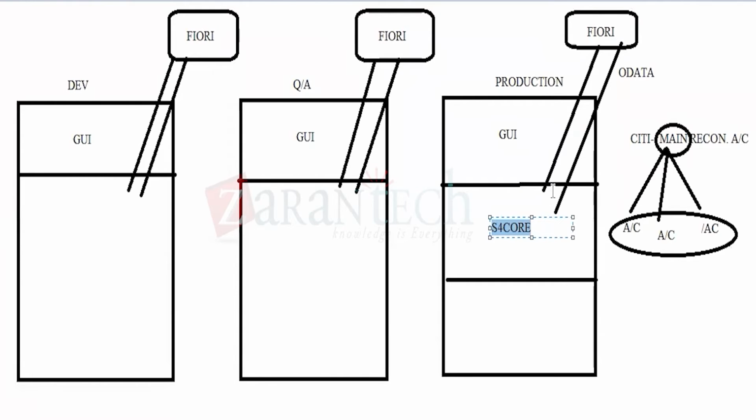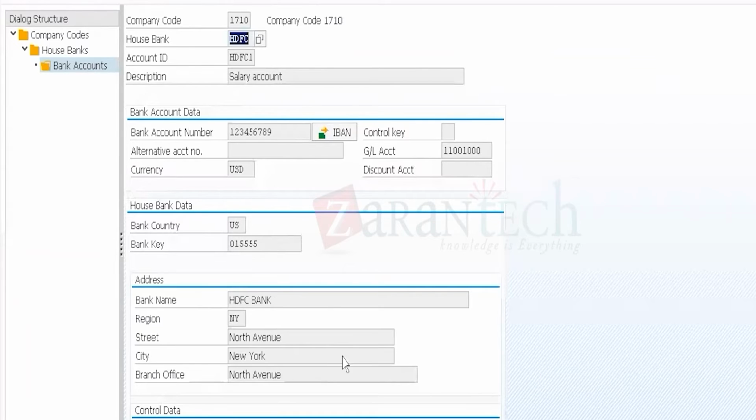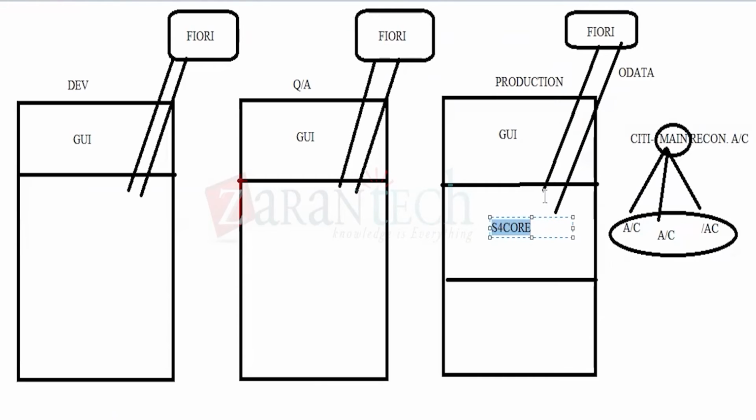So that data should flow to your S4 core or not. The data should show here or not, whatever activity I'm doing. If the data is not flowing, it means the Fiori connectivity is not established to your S4 core, that is, the OData interface connectivity is not established from the Fiori to your S4 core. OData is nothing but an interface application connectivity established from the front end. The Fiori is nothing but your front end.